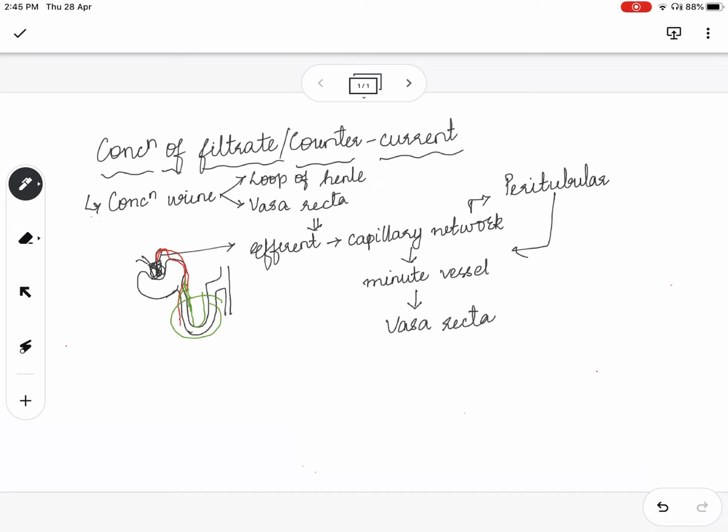I'll repeat the whole thing once again. Efferent arteriole is going to emerge out from the glomerulus to form a fine capillary network, and the name of that network is peritubular capillaries. From these peritubular capillaries itself, a minute vessel is going to emerge out, and it runs parallel along the loop of Henle. That itself is called as what? Vasa recta. I hope I was crystal clear with what exactly is vasa recta.